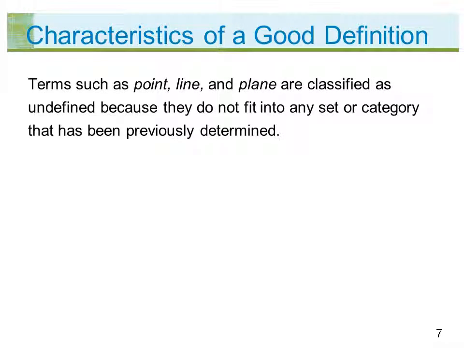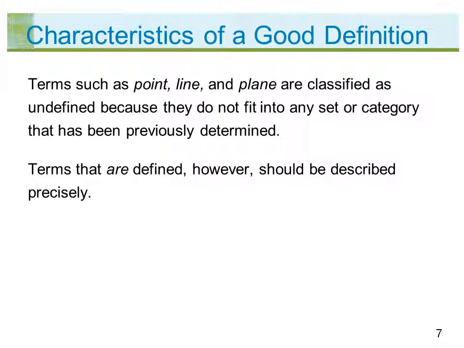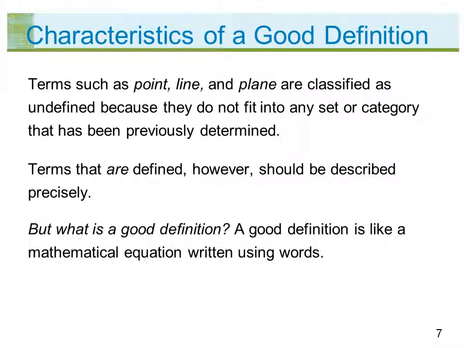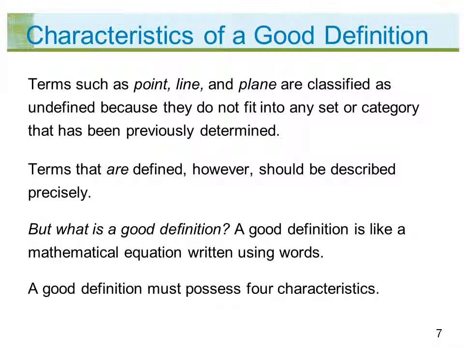Terms such as point, line, and plane are classified as undefined because they do not fit into any set or category that has been previously determined. Terms that are defined, however, should be described precisely. But what is a good definition? A good definition is like a mathematical equation written using words. A good definition must possess 4 characteristics.